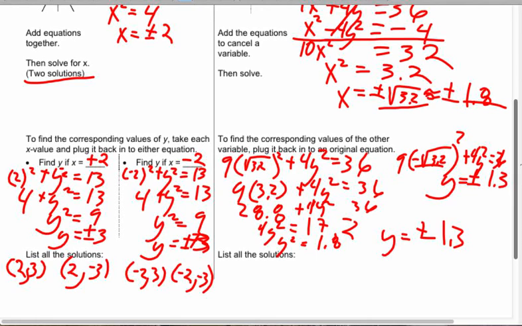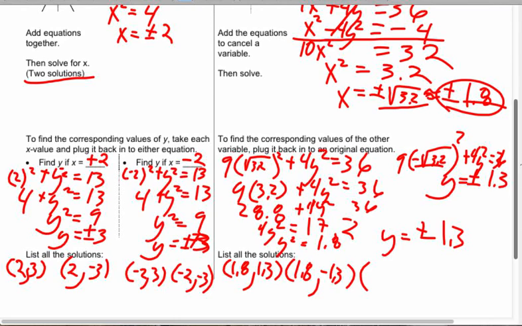So my solutions then will be, and I'll go ahead and use my approximations now. I'm going to have a plus 1.8, and then a plus 1.3. Then I would have my plus 1.8 and my negative 1.3. Then I would have the negative 1.8 along with the positive 1.3. Then I would have a negative 1.8 along with a negative 1.3.